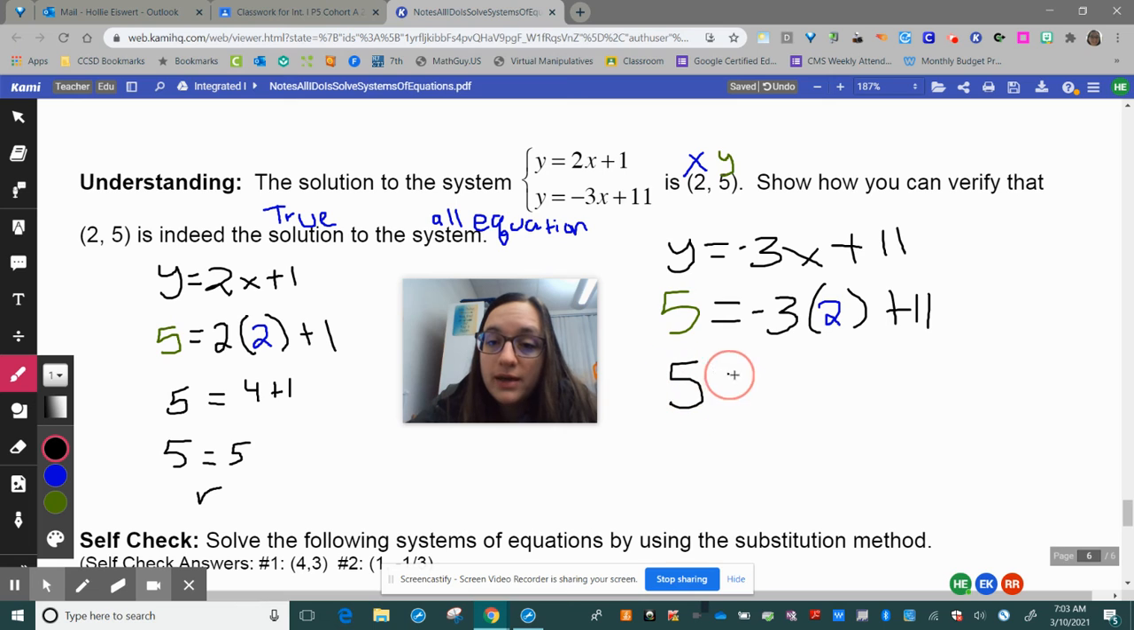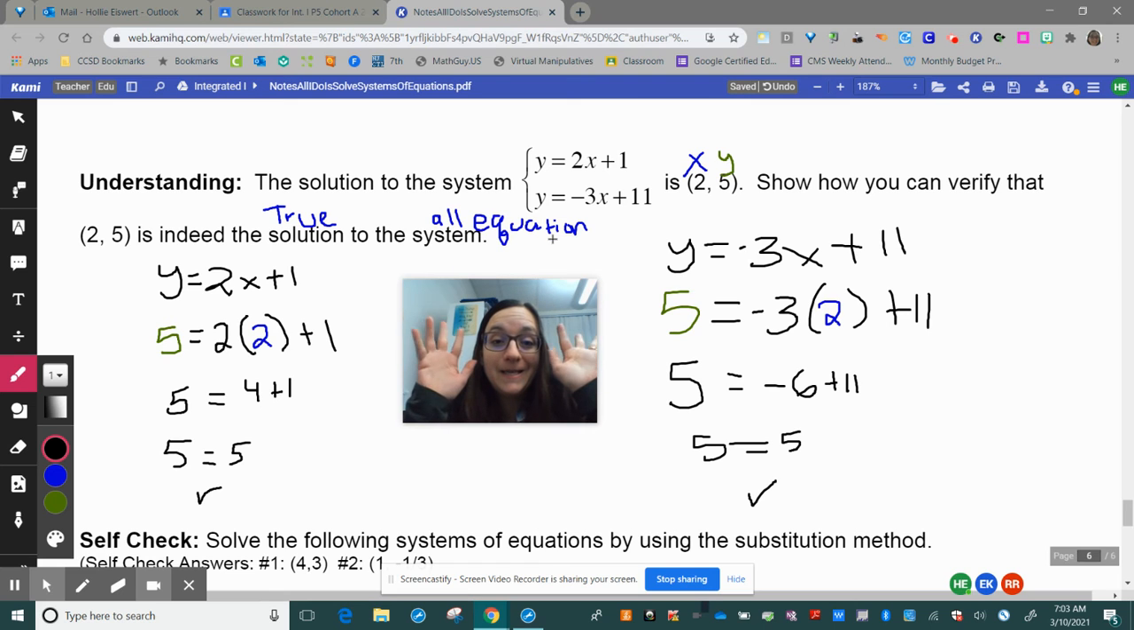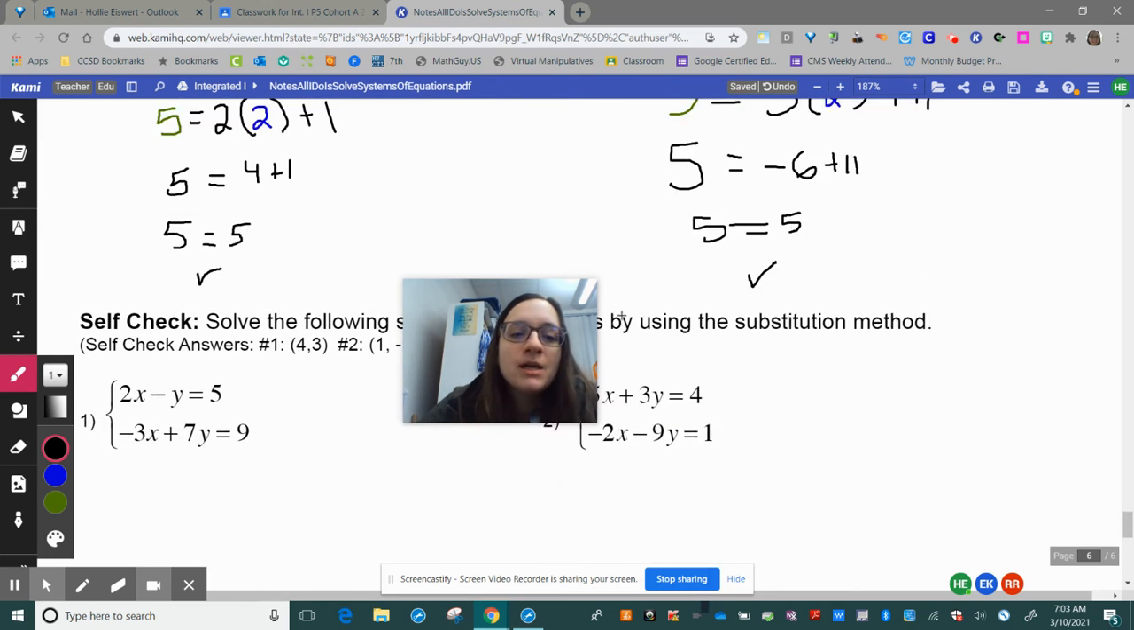So we have negative 3 times 2 is negative 6 plus 11. Oh, yeah, it is. 5 equals 5. A check. So it's true for all equations. Ta-da! So 2, 5 is the solution to the system of equations.